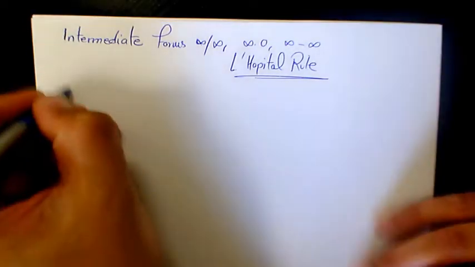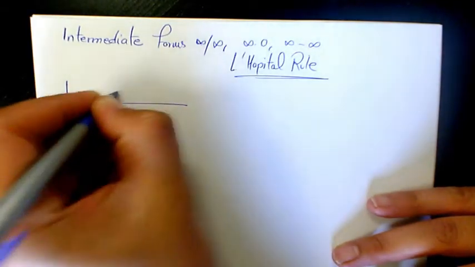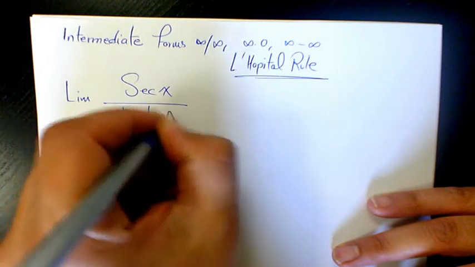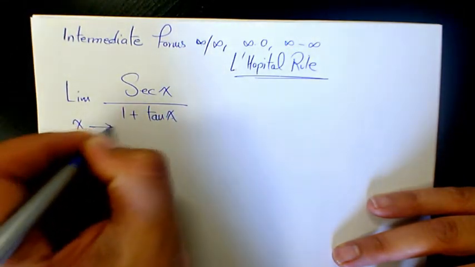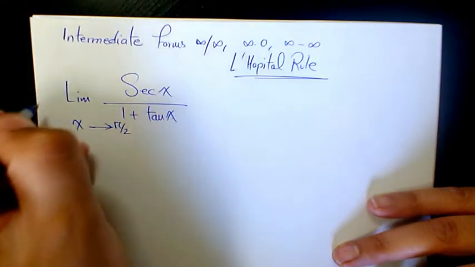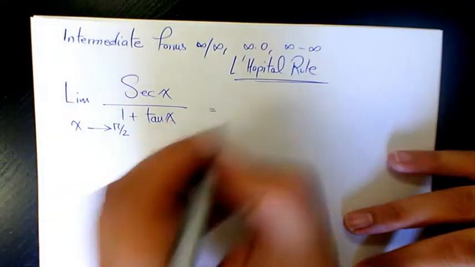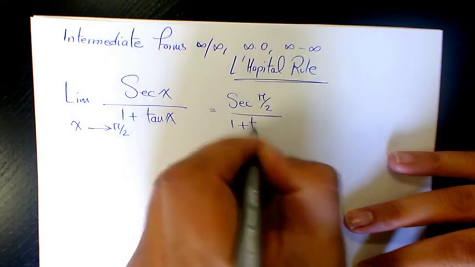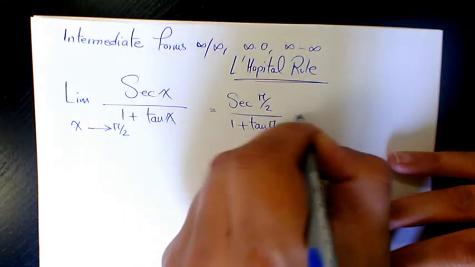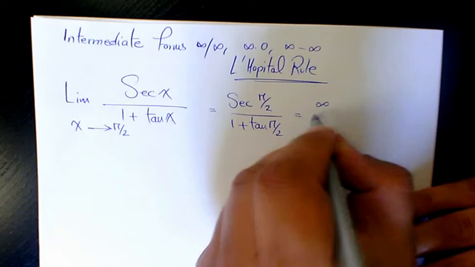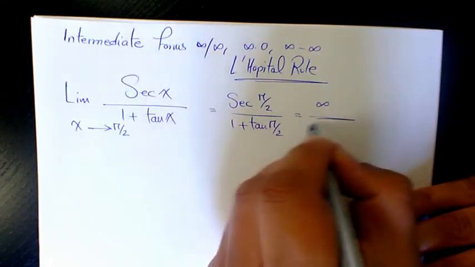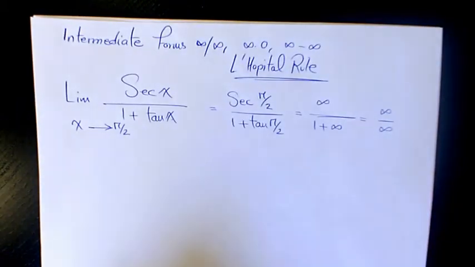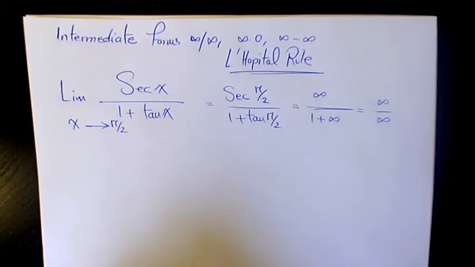First example is the limit of secant x over 1 plus tan x when x approaches pi over 2. That's going to be secant of pi over 2 over 1 plus tan pi over 2. Secant of pi over 2 is going to be infinity. Tan pi over 2 is infinity, so 1 plus infinity is infinity, which gives infinity over infinity. So we need to use L'Hopital's rule.